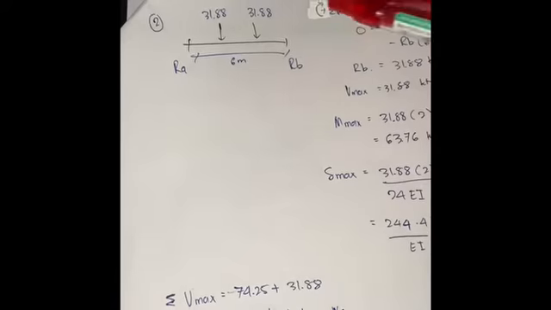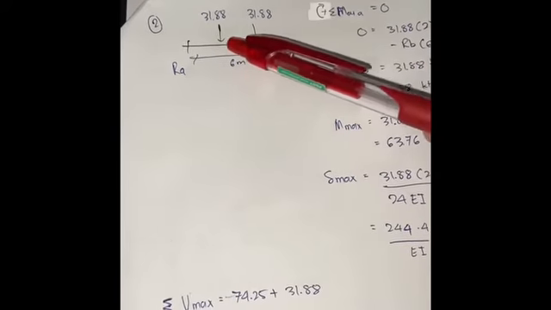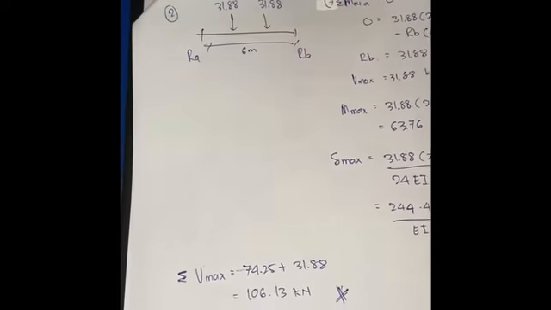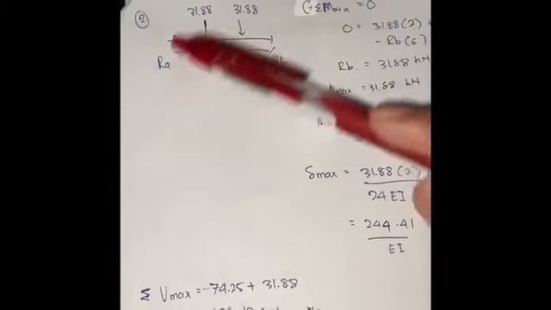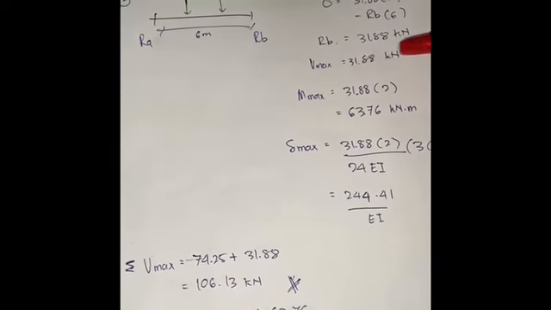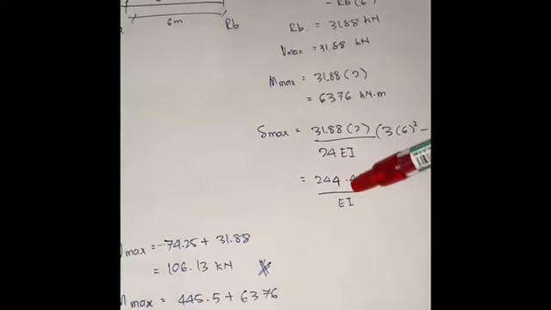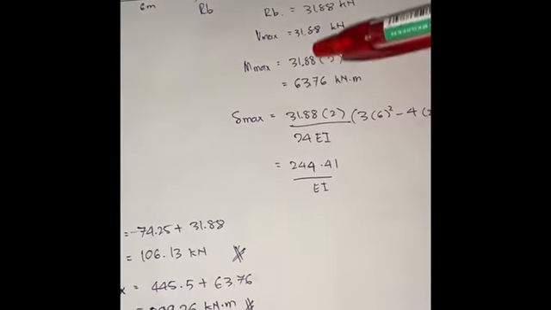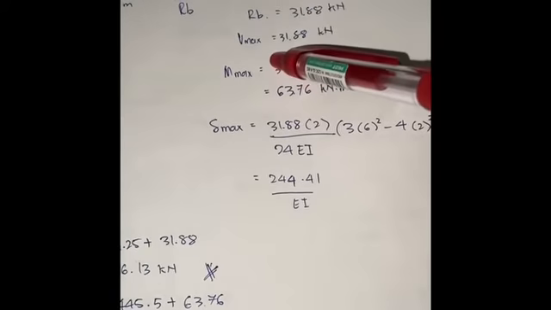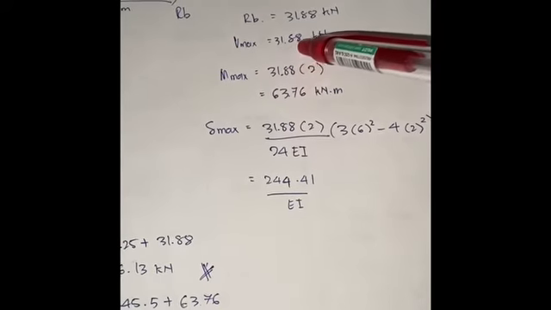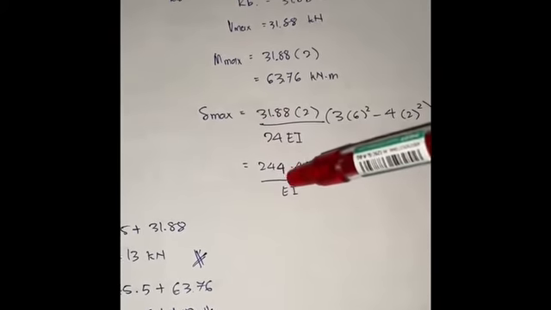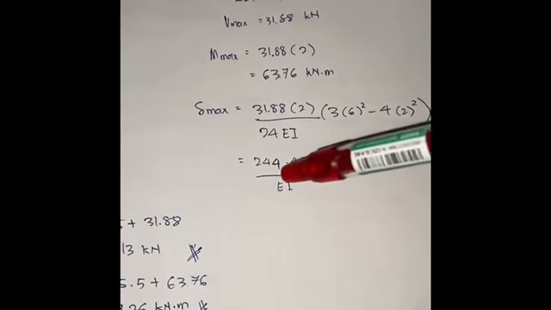After that, we will find the point load that we have calculated using the secondary beam shear force. So this is what it looks like. We must find the maximum shear, maximum moment, and maximum deflection for this point load. So we will get from the deflection table the maximum shear 31.88, the maximum moment 63.76 kN, and the maximum deflection 244.41 over EI.